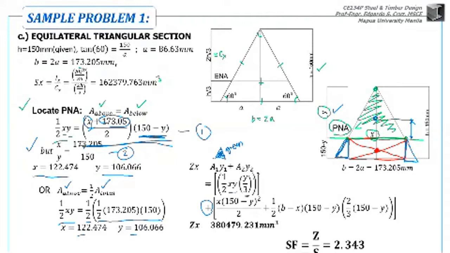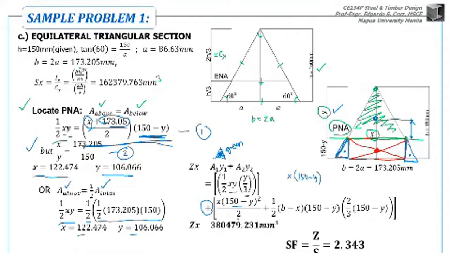Ano yung a2, y2? Yung a2, y2 supposedly is the trapezoid below the PNA. Kaya lang, wala tayong direct formula para malaman natin yung centroid ng trapezoid. So what I did is, dinivide ko yung trapezoid into yun nga, rectangle na kulay pula at saka yung dalawang triangle dito sa dalawang gilid. Okay, inuna ko na muna yung rectangle. So the area of the rectangle is x times 150 minus y. Diba?